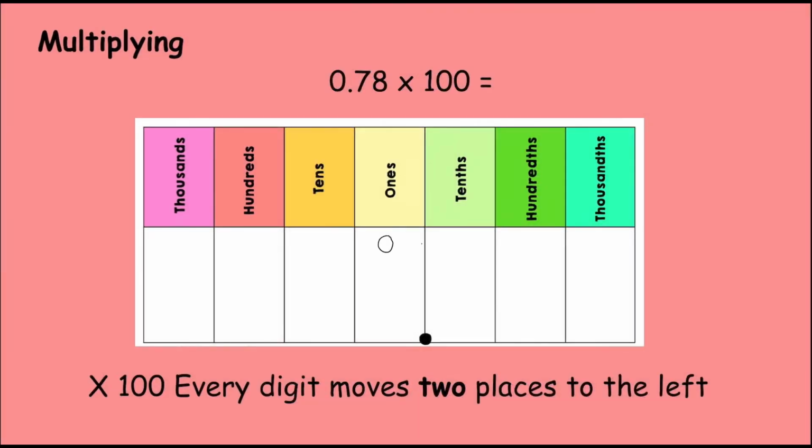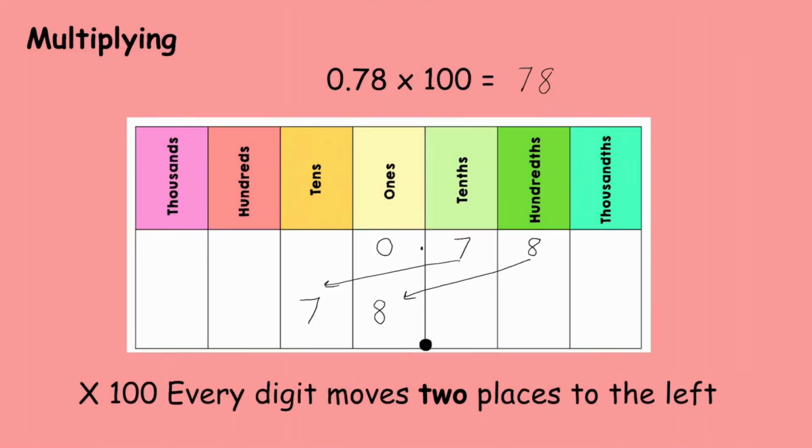An example using decimal numbers. Each digit moves 2 places to the left. So, the 0.78, the 7 moves from the tenths to the tens, the 8 moves from the hundredths to the ones. There is no need to move the 0 because it's before the decimal point. Therefore, 0.78 times 100 is 78.